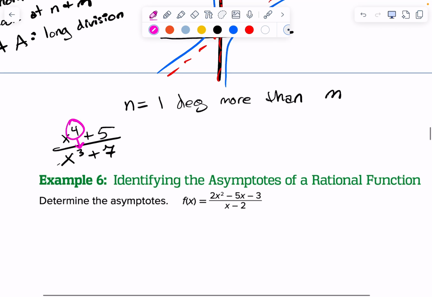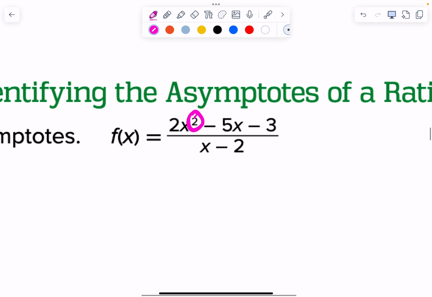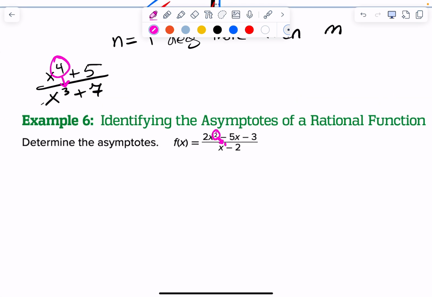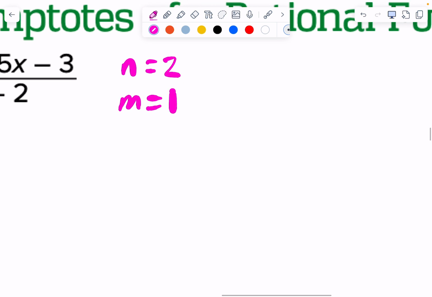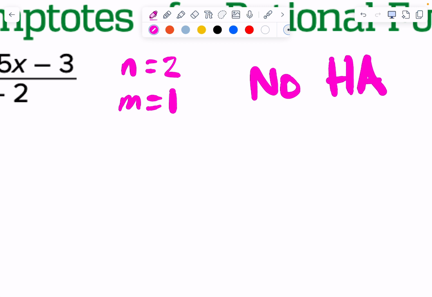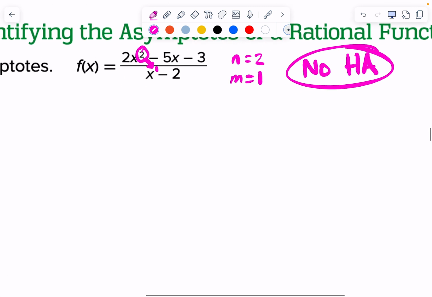Okay, so example 6. Is this guy 1 larger than this guy? Yes, so I will have a slant asymptote. Determine the asymptotes. Oh, by the way, n is 2 and m is 1. Will he have an HA? No, because he will fall over. He's top heavy, so he has no HA. All right. Will he have a VA? How do you find a VA?